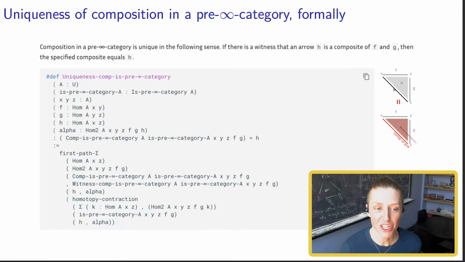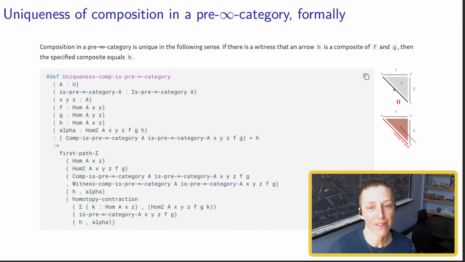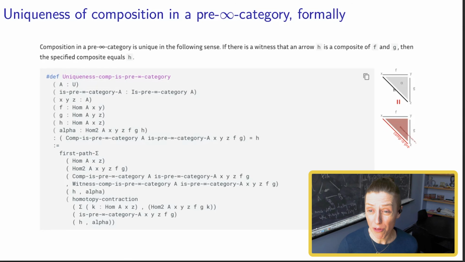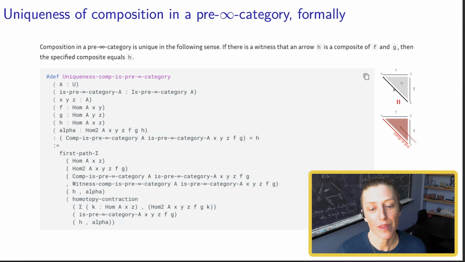A thing that I mentioned is that this composition is uniquely defined. And again, it follows from the contractibility of this type. So in other words, if A is a pre-infinity category, I have 3 terms X, Y, and Z. I have an arrow from X to Y, an arrow from Y to Z, and an arrow from X to Z, and then a witness, one of these 2 simplices whose boundary is F, G, and H. Then I get to conclude that this H is equal to the specified composite.